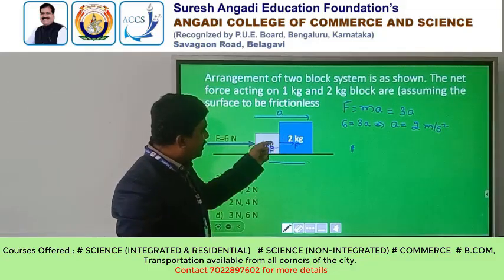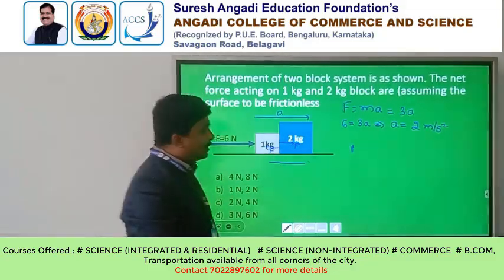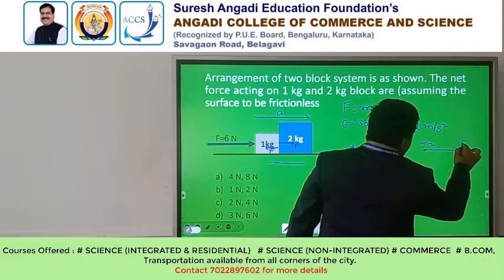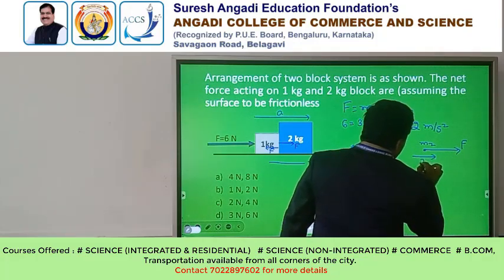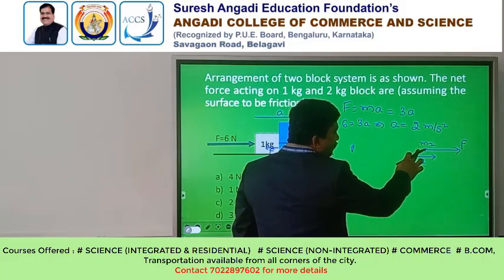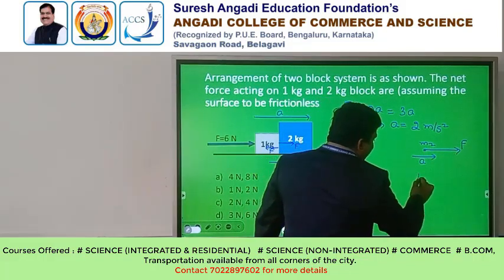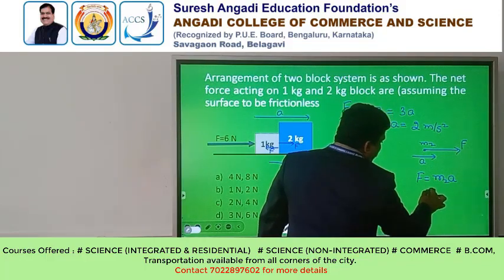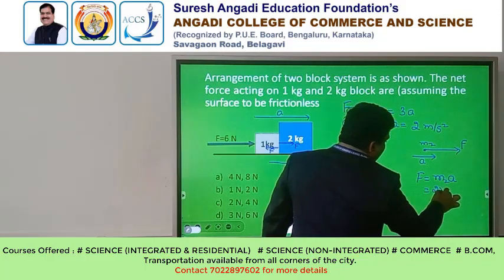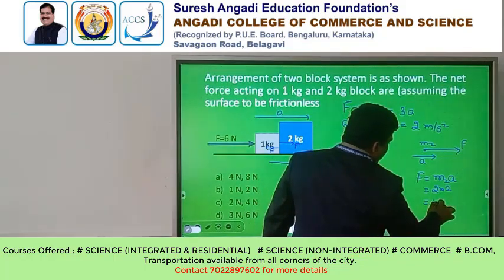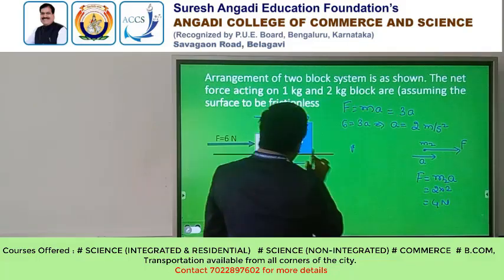Now if I take the free body diagram of 1 kg and 2 kg, if I am taking only 2 kg, there is only a force F acting. So the free body diagram for the second mass m2: there is only one force acting in this direction, that is F, which is making it move with the acceleration a, that is 2 meter per square second. We know the mass, we know the acceleration, we can find the force. So F is equal to mass m2 into acceleration a. Mass m2 is 2 kg, acceleration is 2 meter per square second. So force is 4 Newton, which is acting on the second one.